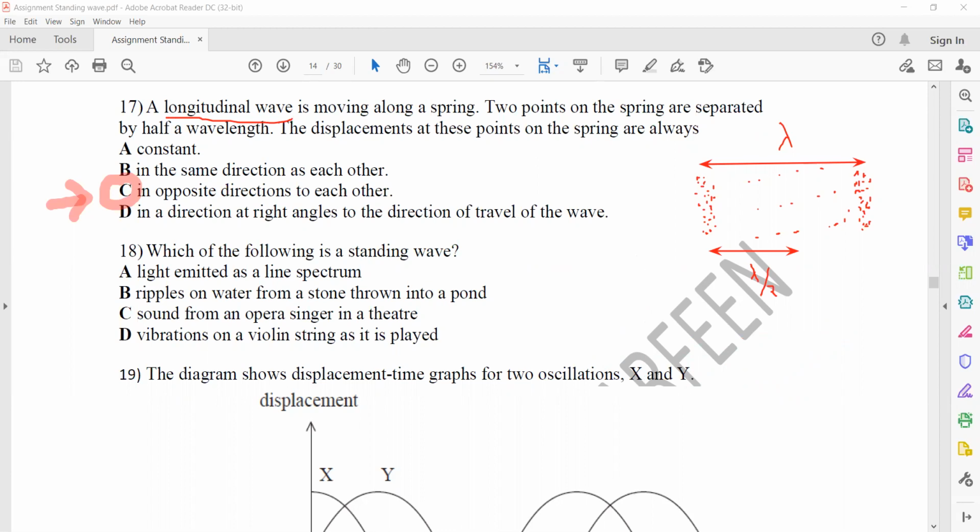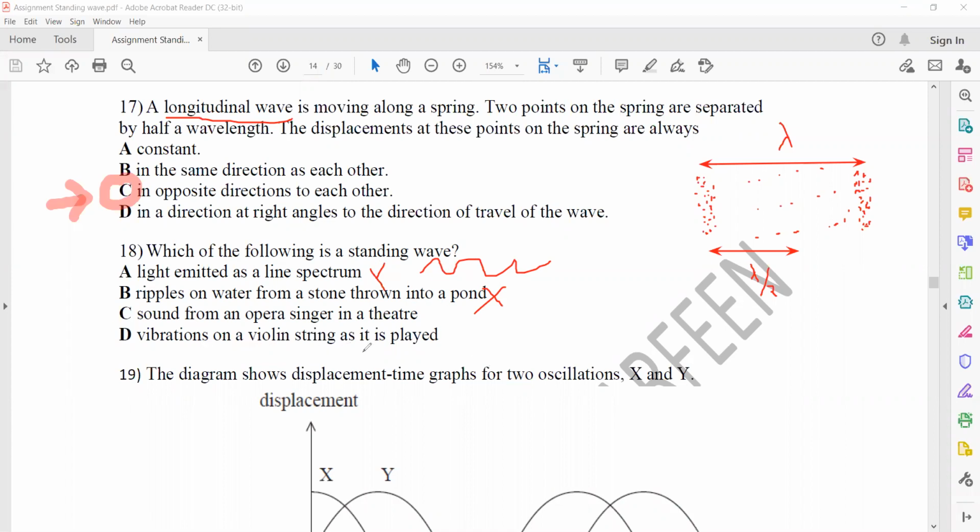So one longitudinal wave is there and the particles are half of the wavelength apart, so they will move in opposite directions. In question 18, which of the following is a standing wave? Light emitted as a line spectrum is a progressive wave, but a standing wave needs two waves travelling in opposite directions. It cannot be a ripple of water from a stone thrown into a pond, same thing, it will produce a progressive wave.